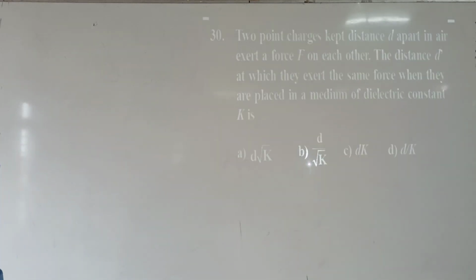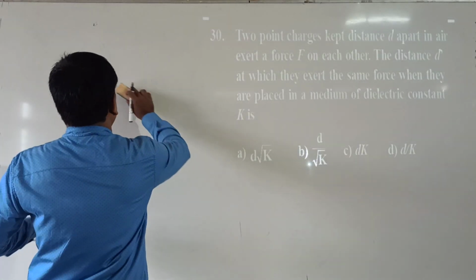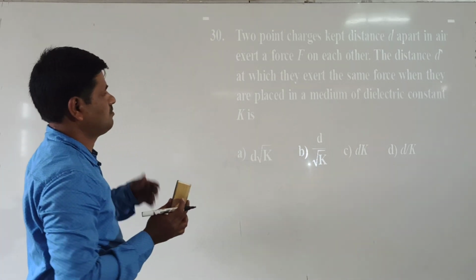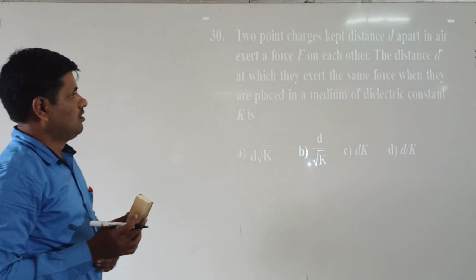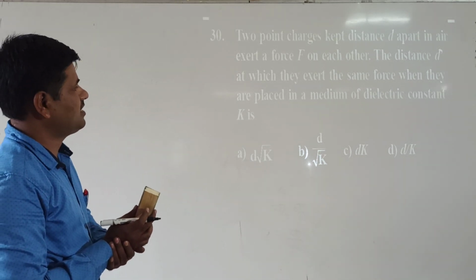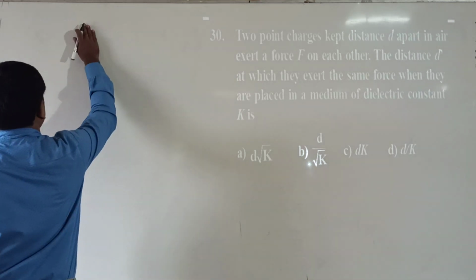Next, question number 30. Now, two point charges are kept at a distance D in air. The force between them is F. The distance at which they exert the same force when they are placed in the medium. In the medium, what will we take here?